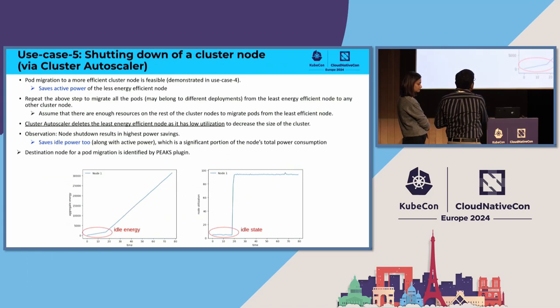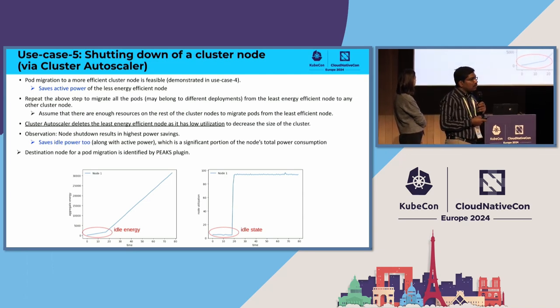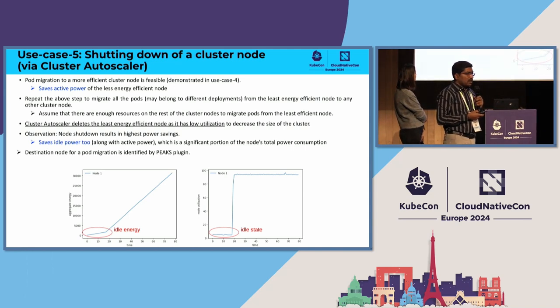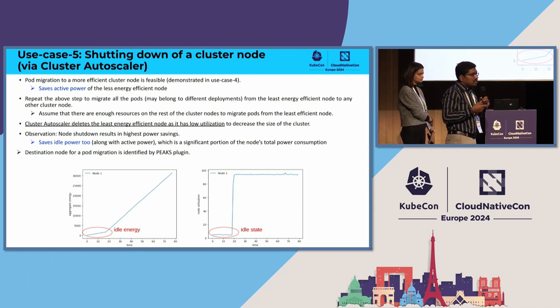So the last use case that I want to touch upon is using the cluster autoscaler. In the previous use case, we have seen the scenario where we are trying to migrate the parts corresponding to a given deployment. What if we want to do it across all the deployments of a cluster, right? Why can't we do it? So if we try to do that across the cluster by migrating all the pods running on the most energy inefficient node of the cluster to any other node of that cluster, and ensure that the most energy inefficient node is drained of the pods, then the cluster autoscaler will identify that this is underutilized and automatically will delete that node.